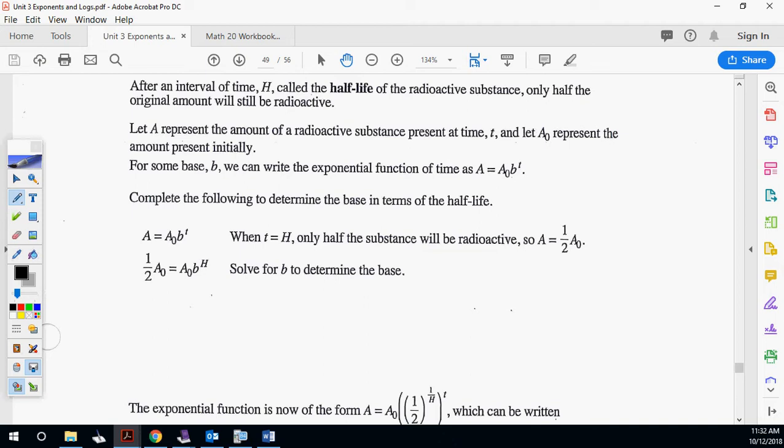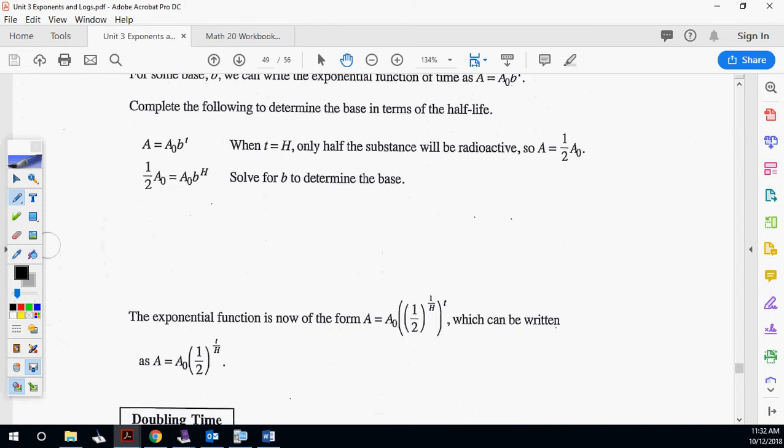But complete the following to determine the base in terms of the half-life. When t is h, only half the substance would be radioactive. So essentially, we need to put a half in front of the growth of that radioactive material. That's what we have to do. And now we're solving for b. It's just working out the formula. If you're not following right now, that's okay.